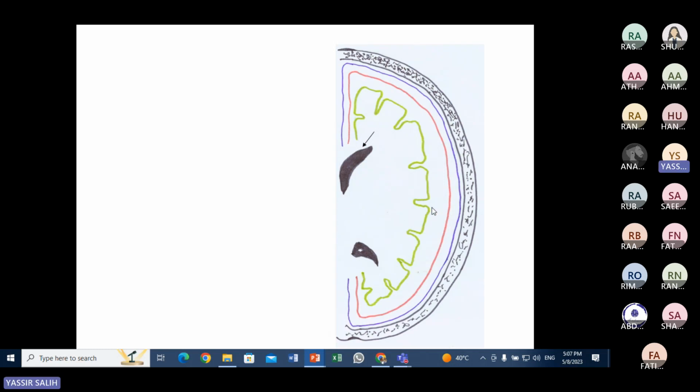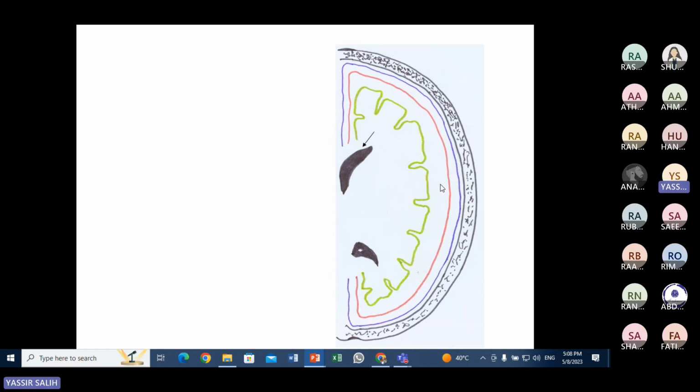There are spaces between these layers. There is a space between the pia mater and the arachnoid mater. This is a space, and also there is a space between the arachnoid mater and the dura mater. This is a space, and also there is a space between the dura mater and the skull calvarial bone. The space between the pia mater and the arachnoid is called the subarachnoid space.